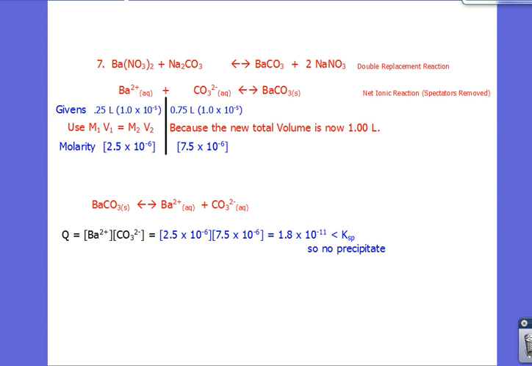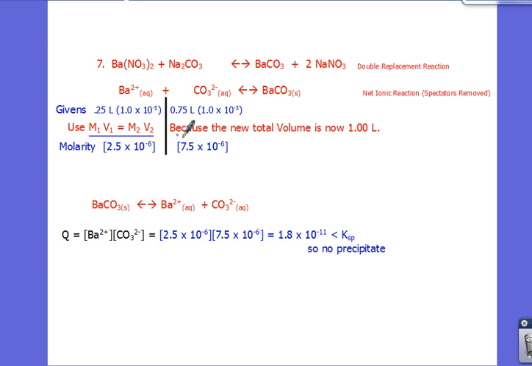Yay, last question. Determine whether precipitation occurs when 250 milliliters is added to 750 milliliters. The KSP is given. So first of all, I wrote down the big reaction, barium nitrate and sodium carbonate makes barium carbonate. I need to have the actual molarities. So I have 0.25 liters and 0.75 liters, these are the givens. Here's the molarity, here's the molarity.